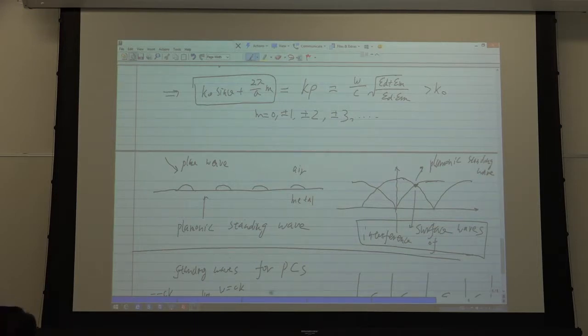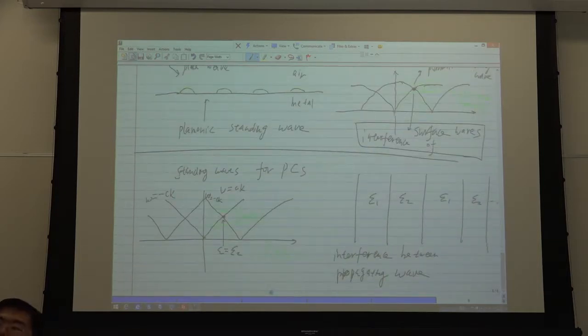Okay, this is degenerate. But when I introduce a slight perturbation to this flat surface, it has a band gap. This is the band gap. We call this a plasmonic band gap. It's similar to a photonic crystal, but the physical origin is quite different. This is called a plasmonic band gap.